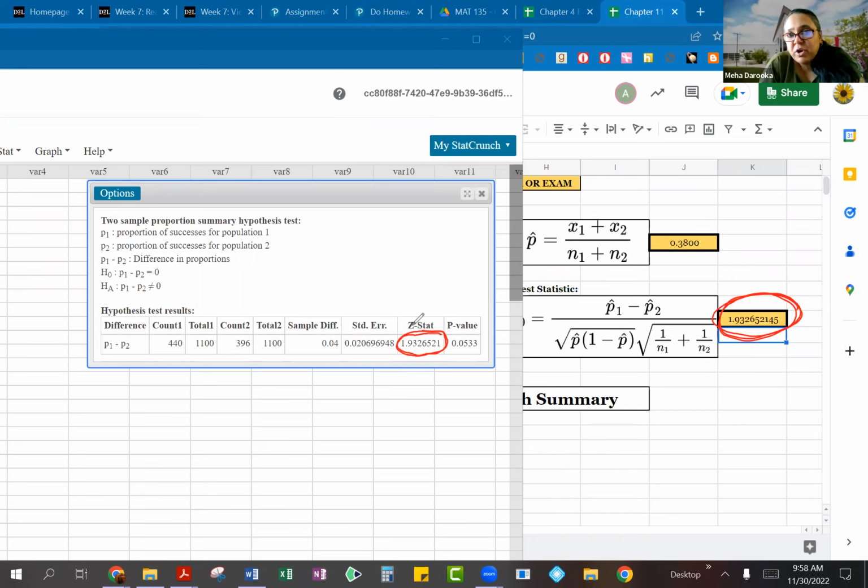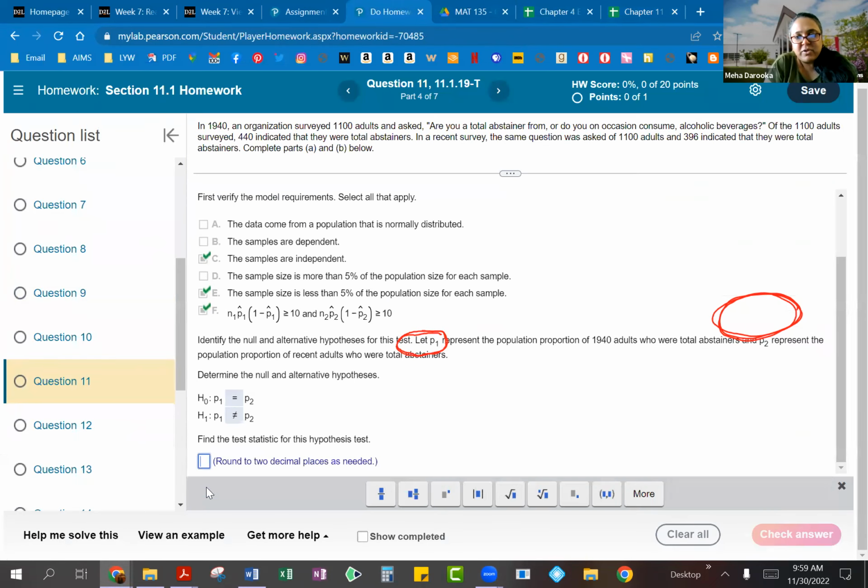So that's why especially for chapters 9, 10, 11, if you guys are comfortable, I would say work with StatCrunch, because it does make those calculations go a lot faster. So just copy that number over from the StatCrunch calculation, and you're just bringing that here for your test statistic. And we're only rounding this to 2 decimal places, so that should be 1.93. And you should be good to go.